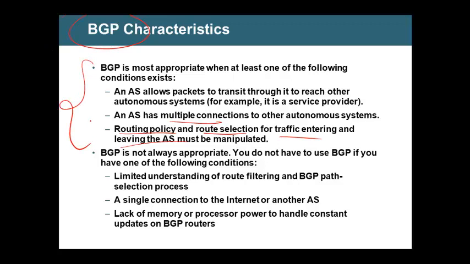Number one, the engineers don't have complete knowledge on how BGP attributes can be used in tuning the path selection. If they don't have clear knowledge, they should not do it. Why? BGP is a heavy protocol, and when you don't know how to use it, tune it, then there is no use.